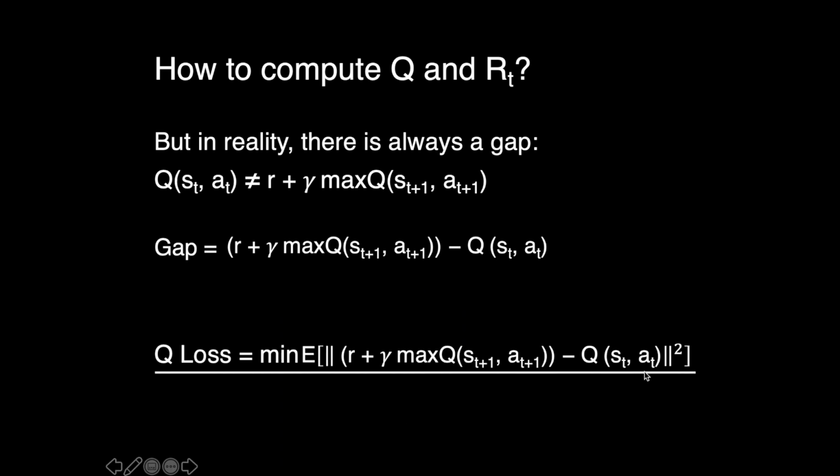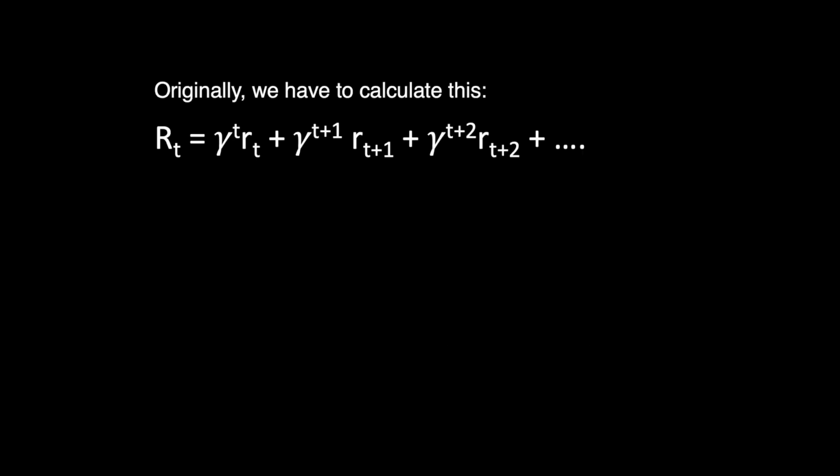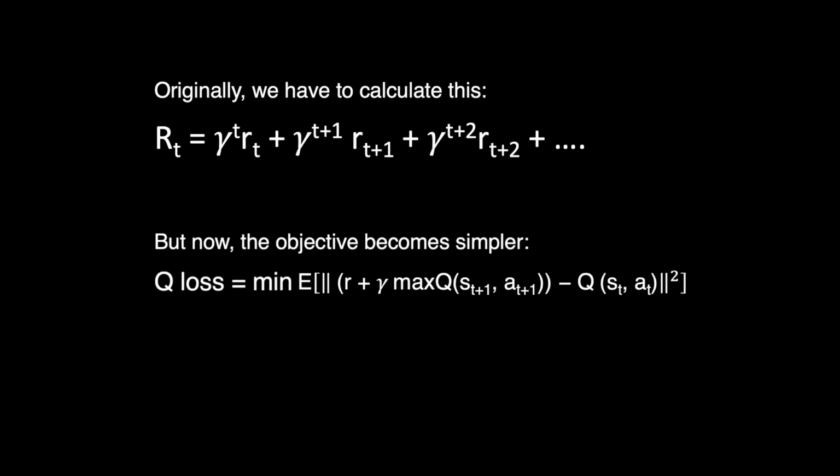The gap is also part of the Q loss function, and we take the square to get rid of the sign. The Q loss function is trying to minimize the gap, and the Q loss function is extremely smart. Originally, we have to calculate rewards from t plus 1, t plus 2, continuously over an infinite amount of time. We can't possibly observe all of these rewards from the future. But now, the objective becomes simpler.